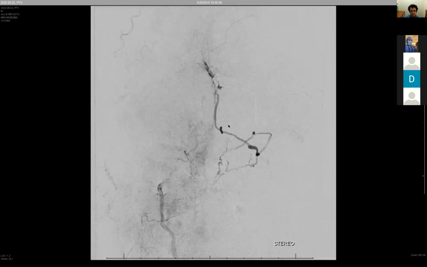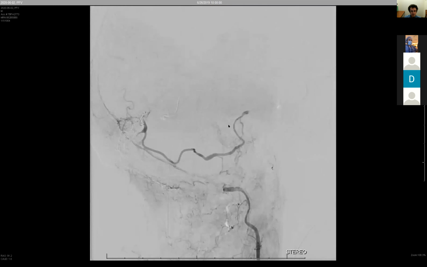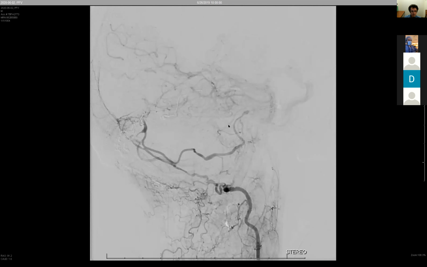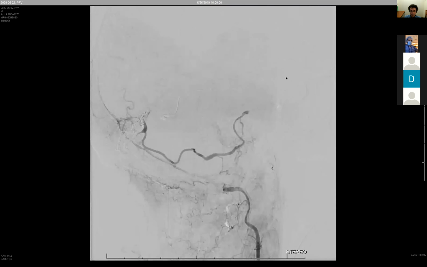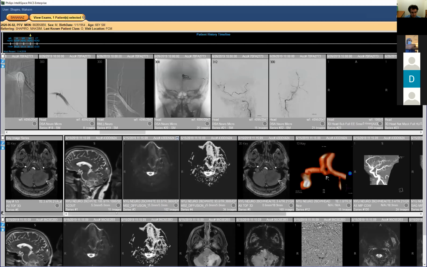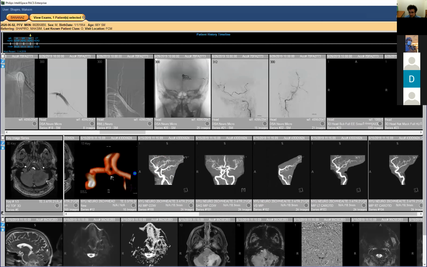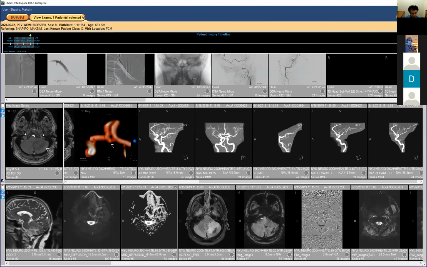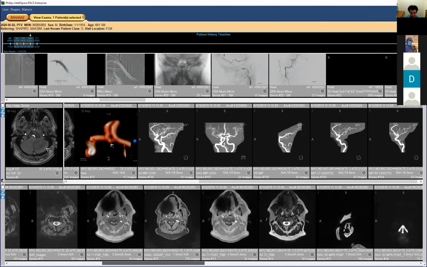Where is that vein? Because on the AP it goes through and through the cerebellum. Is it going through the recess? It's not a superficial cerebellar vein. No, I don't think so.